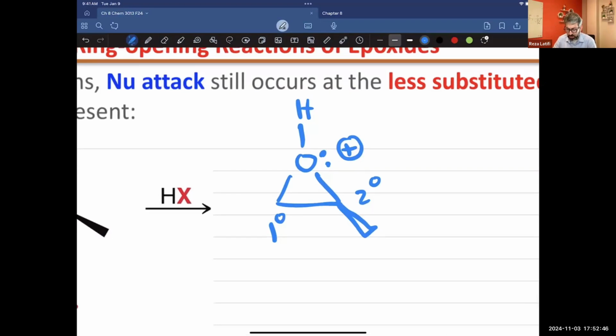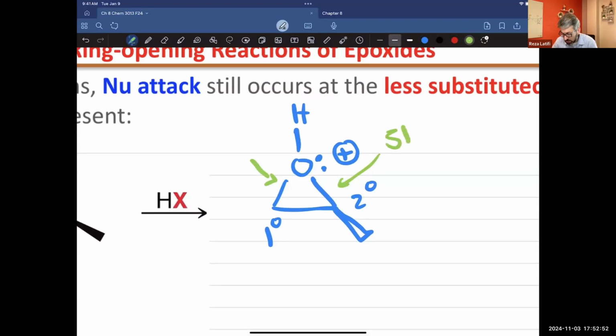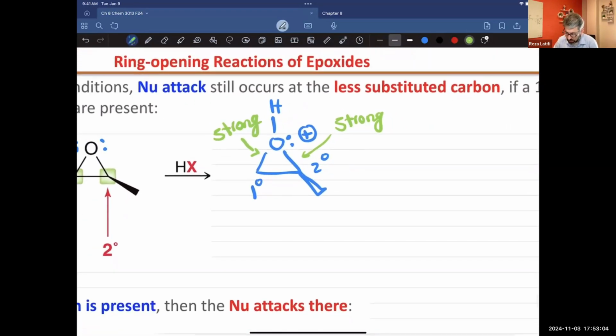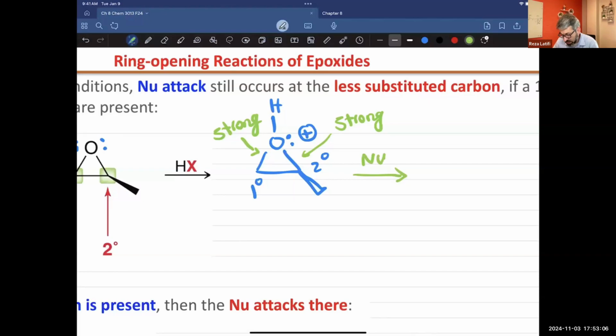The bonds between the oxygen and the two carbons, I'm going to call them strong bonds. What does it mean? It means when the nucleophile wants to be added to the system, it will not really differentiate much in the strength of those two bonds. To the nucleophile, both of them look strong. And now, if we cannot really differentiate them based on their strength, the next factor will be the steric effect.